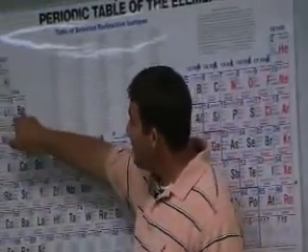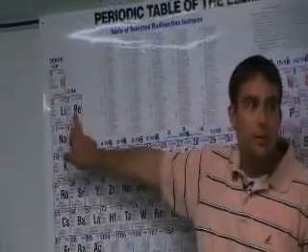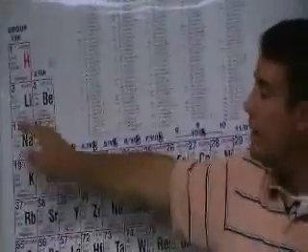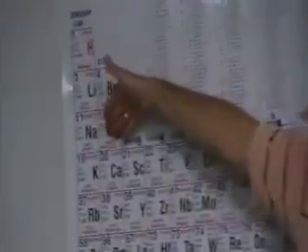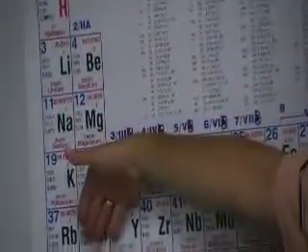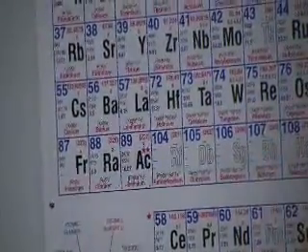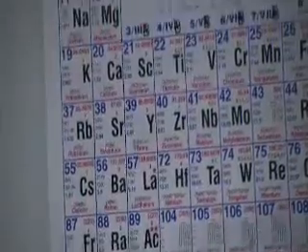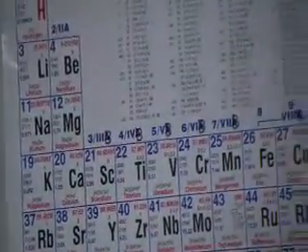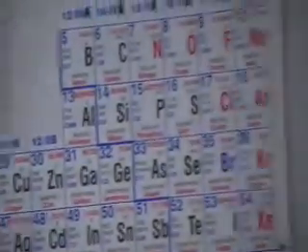And these right here are called the alkaline earth metals. All right, and they consist of beryllium, magnesium, calcium, strontium, barium, and radium. Those are called the alkaline, like an alkaline battery, earth metals.